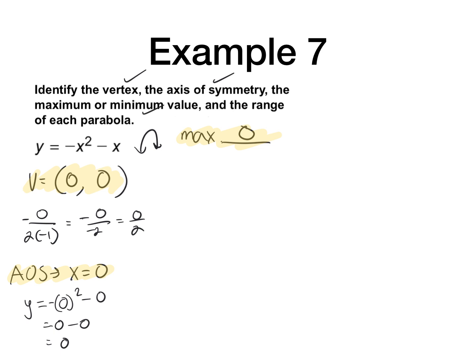And then they're asking us for the range. Now, this is a downwards looking parabola, so that is the other option that we had. So it's going to be from negative infinity up to the y value of the vertex, which is 0, included. So we have found the four things they're asking for: the vertex, the axis of symmetry, the maximum value in this case, and the range of the parabola.